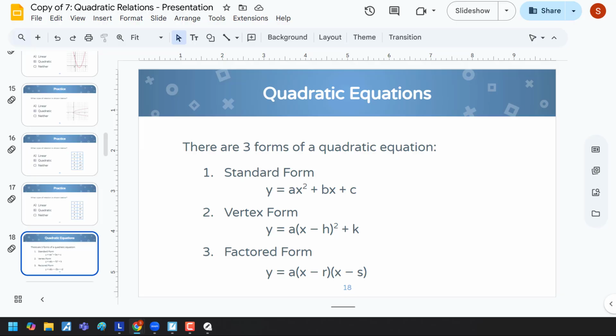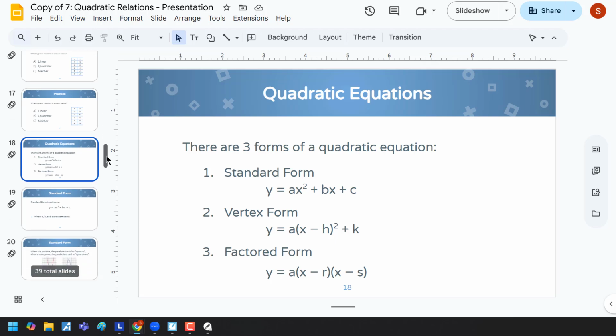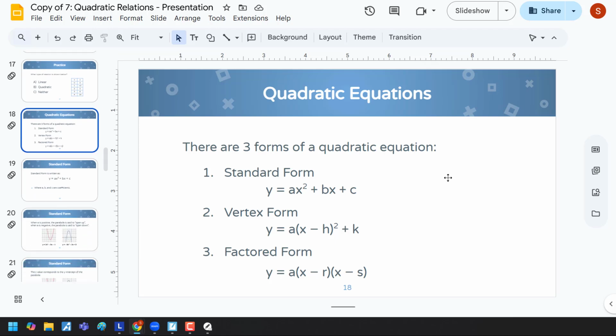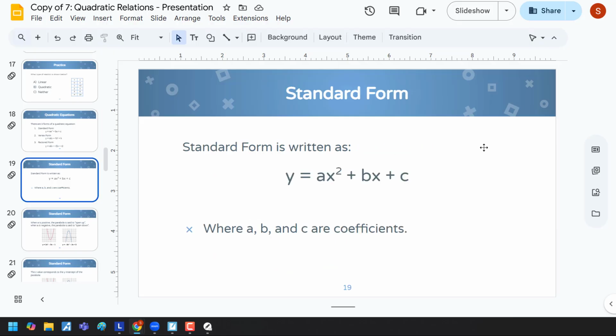There are three forms of a quadratic equation. Standard form, y equals ax squared plus bx plus c. Vertex form, y equals a times (x minus h) squared plus k. And factored form, y equals a times (x minus r) times (x minus s). All three of these forms were introduced to you in grade 10. Mandatory, of course. It's a prereq for this. Once again, it may have been a while for some of you.